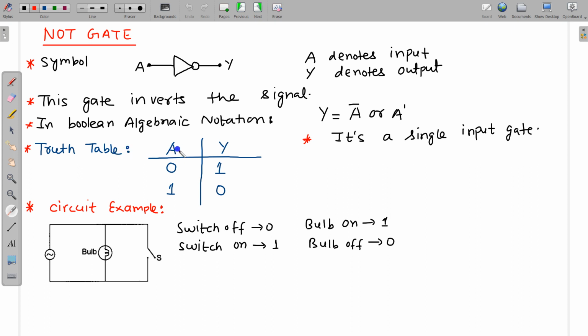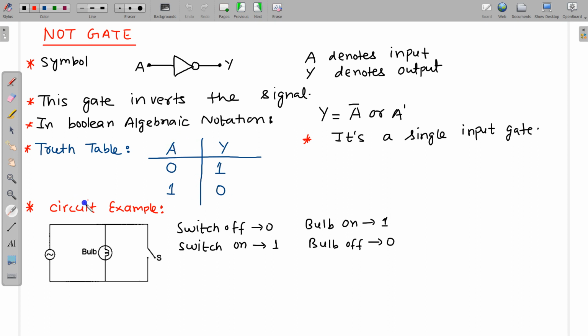This truth table gives the relationship between the input and output signals. If the input signal is low, 0, then the output signal will be high. It just reverses the input signal. If the input signal is high, then the output signal will be low.